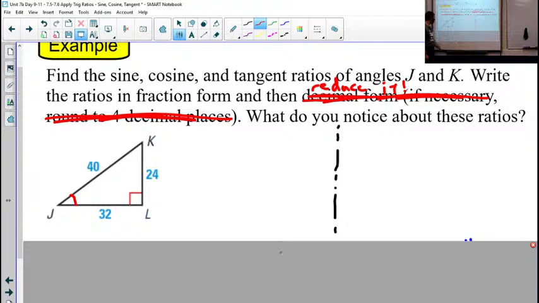So we're starting with angle J. Here's angle J. And the first thing I'm going to do is I'm going to use angle J and say, where's my opposite, where's my adjacent, where's my hypotenuse? So first off, my hypotenuse, across from the right angle, bam, right there.